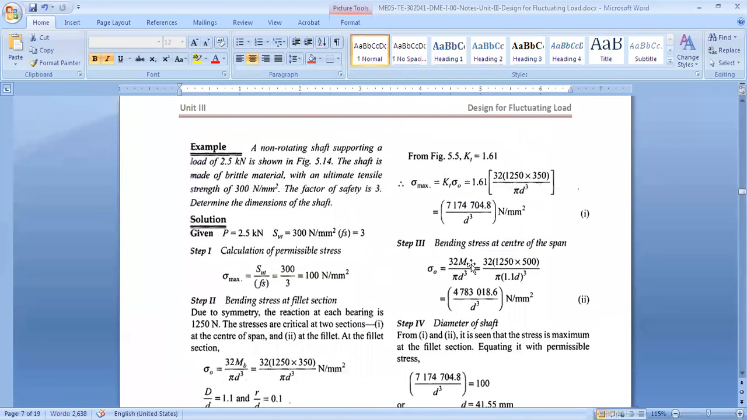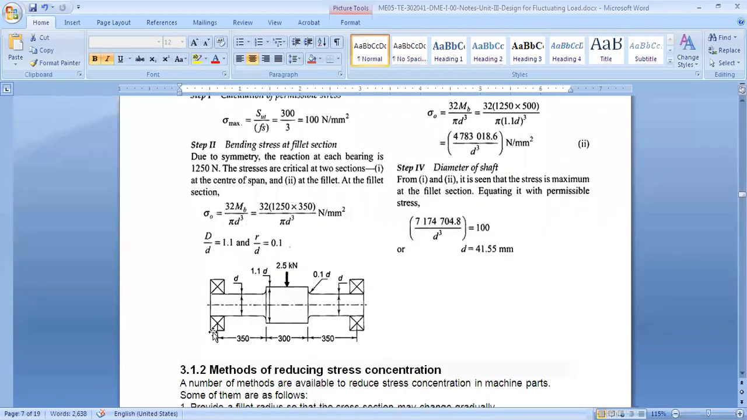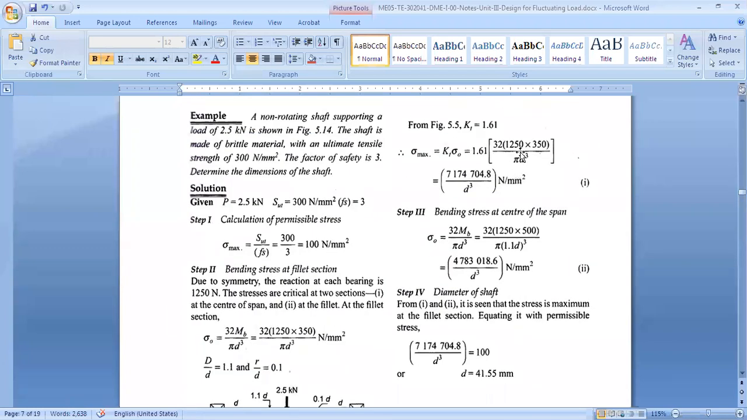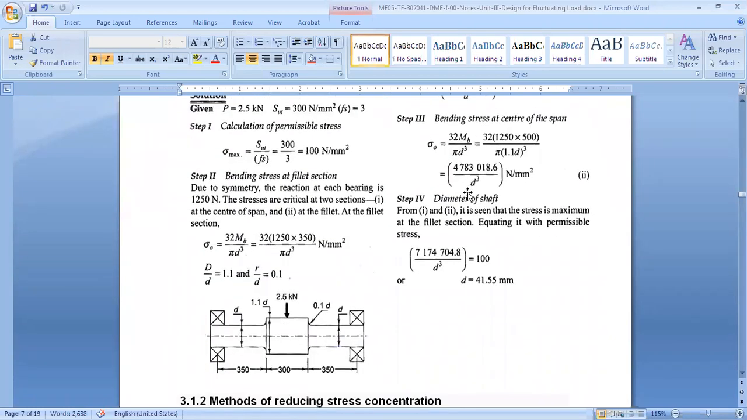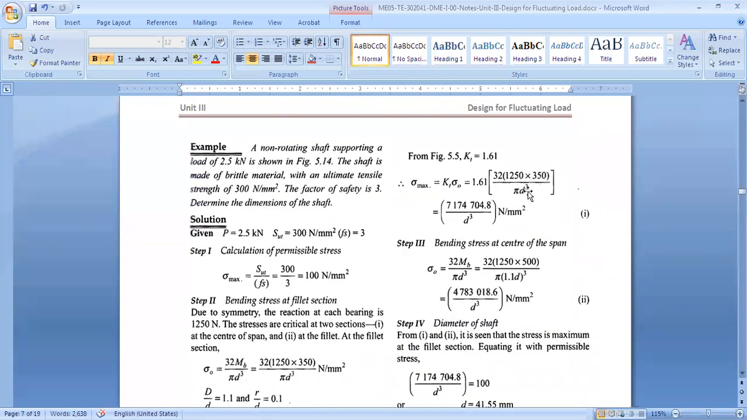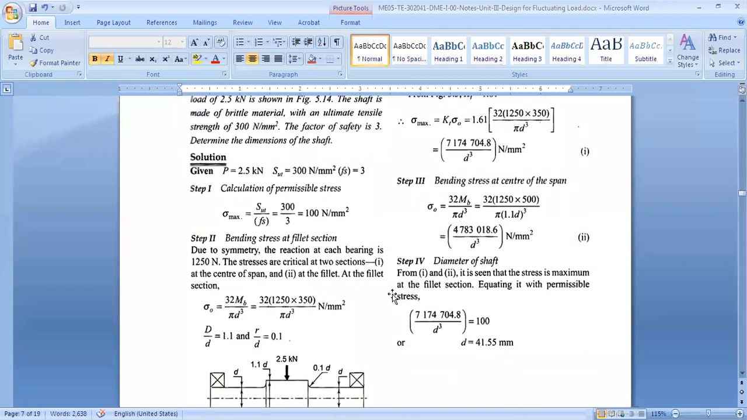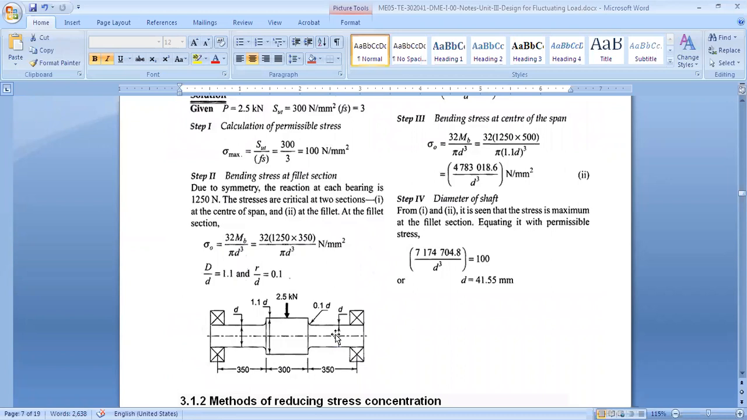Okay, so sigma max, the allowable stress. Now, this is the bending moment I was saying. The support reaction at the ends will be half of 2.5, because there are two supports which are symmetric. So 1.25, that is 1250, into 350, the distance of the load, that is, the load at the support multiplied by the distance from the fillet, upon pi d cube. So this value sigma max becomes 7174704 by d cube. This is the allowable maximum stress from the stress concentration perspective.